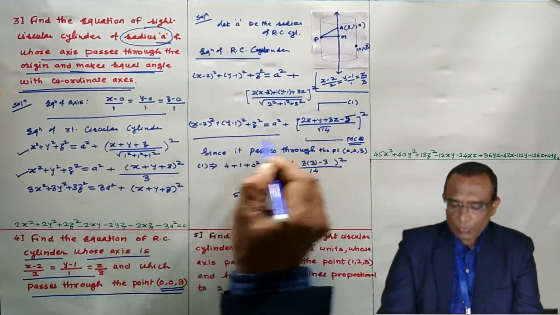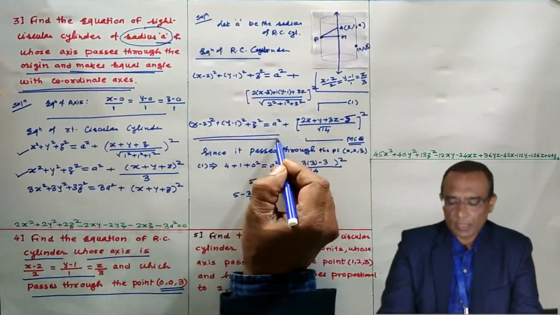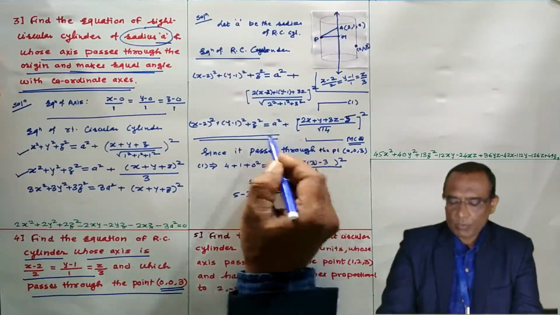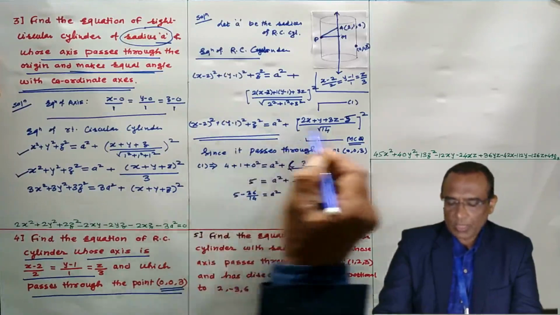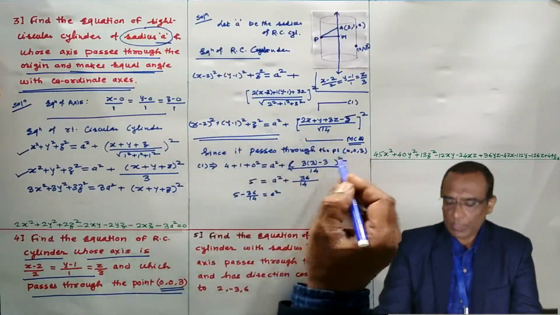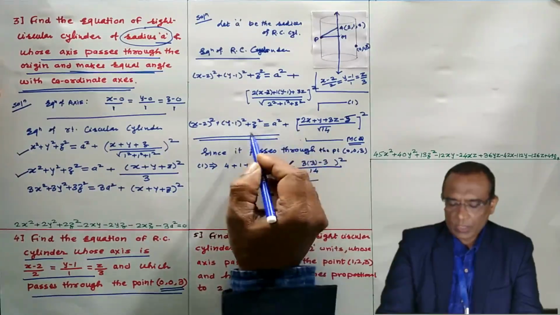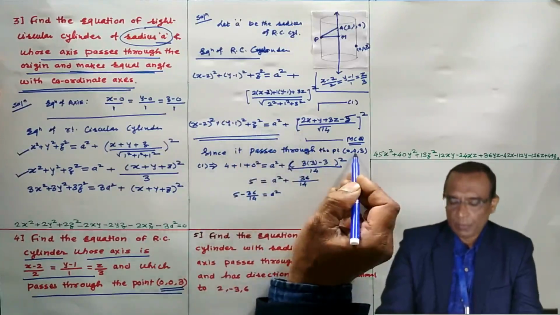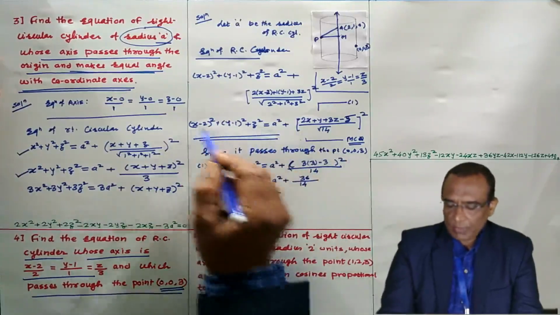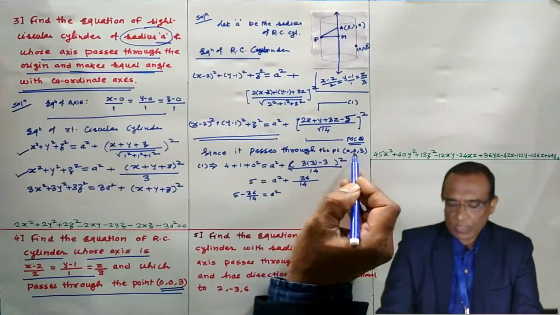This is the equation of the right circular cylinder. In an MCQ, this may be the option. Since it passes through the point (0, 0, 3), this equation of the right circular cylinder will satisfy this point. Means we can put x equal to 0, y equal to 0 and z equal to 3.